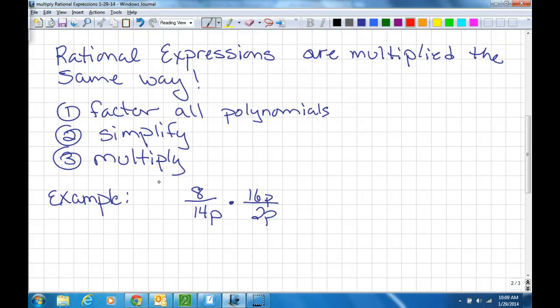Here's the system that you're going to use for evaluating multiplying rational expressions. First of all, you're going to factor everything as far down as you can. Okay, step number 1. Step 2, you're going to simplify it by crossing out like factors from the top and the bottom, the matches from the numerator to the denominator. Number 3, you're going to multiply them out.